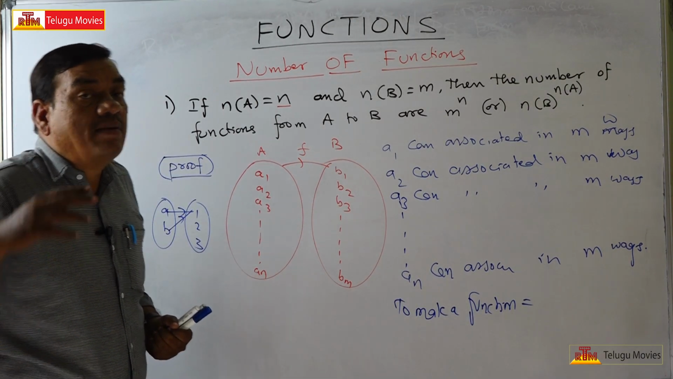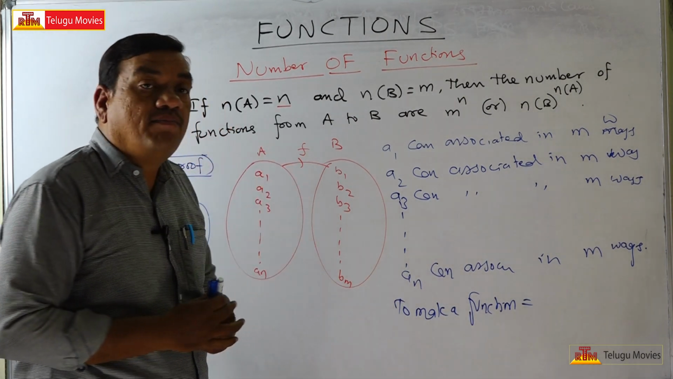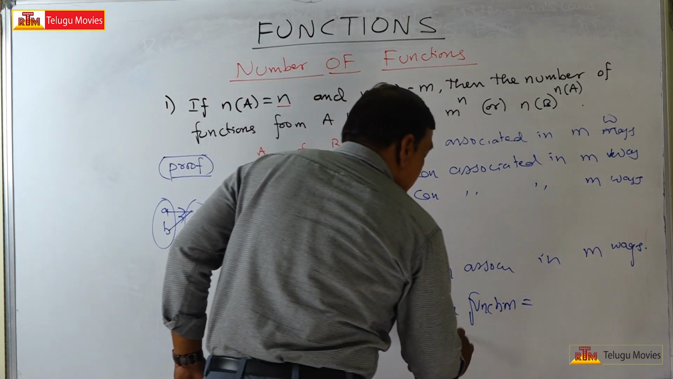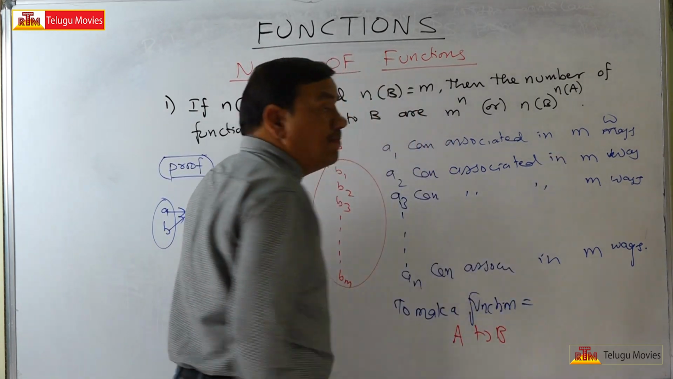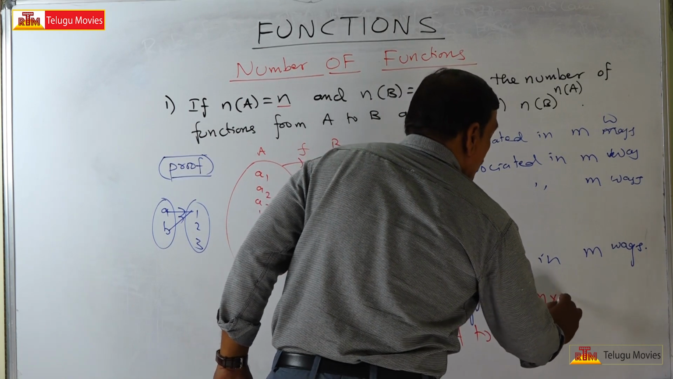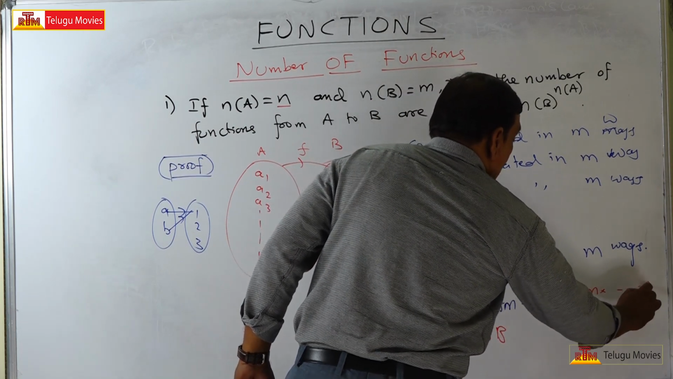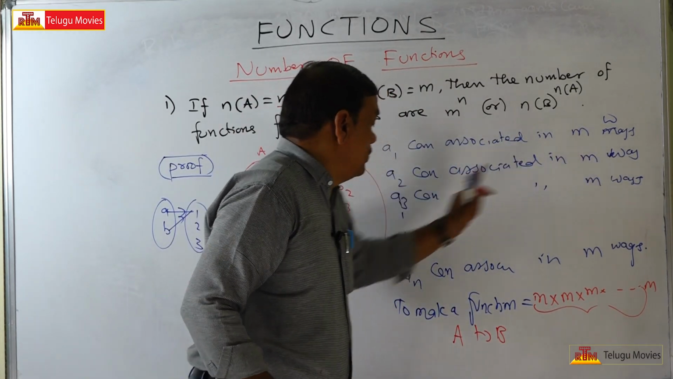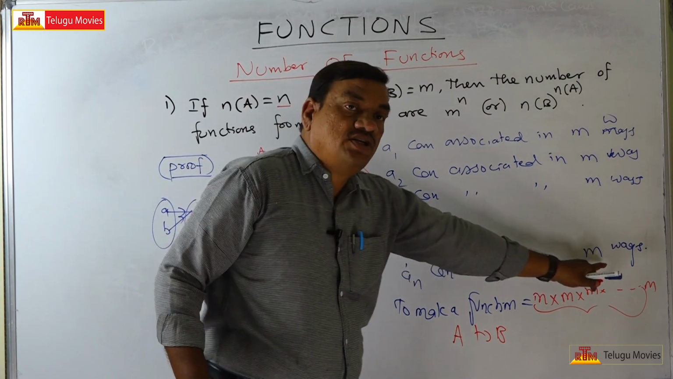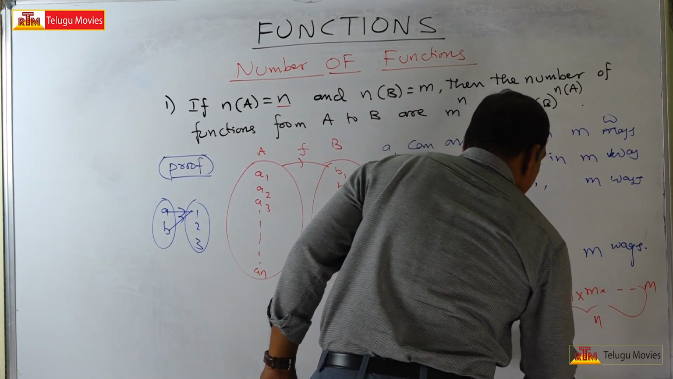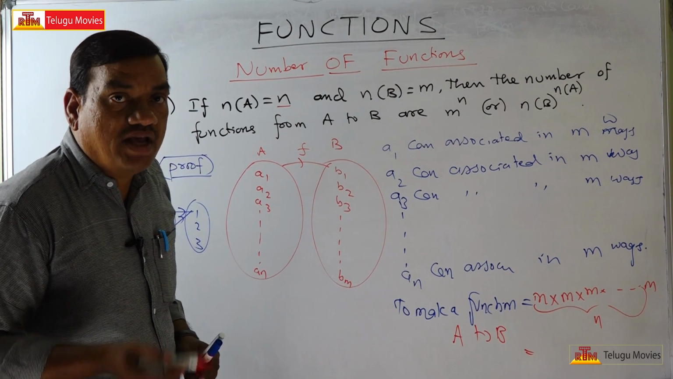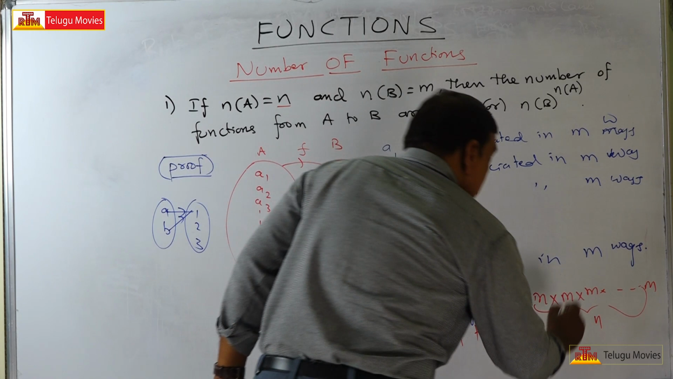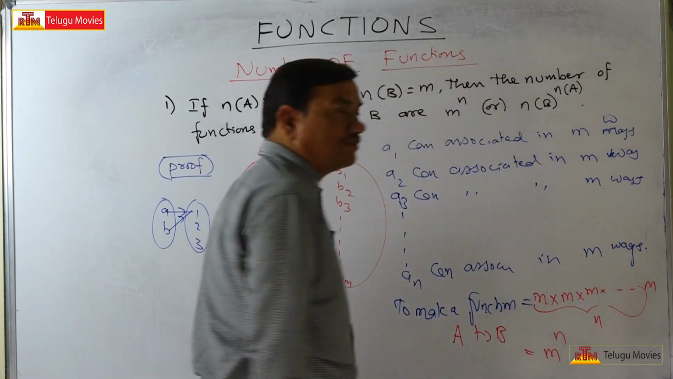Or means plus, that is the principle of addition. Now from the point of view of the principle of multiplication, to make a function from A to B, how many ways are there? M into m, and so on. So this is a1, this is a2, this is a3, and this is n. Therefore m into m square, m into m cube. So m is written in how many ways? n times, therefore m power n.